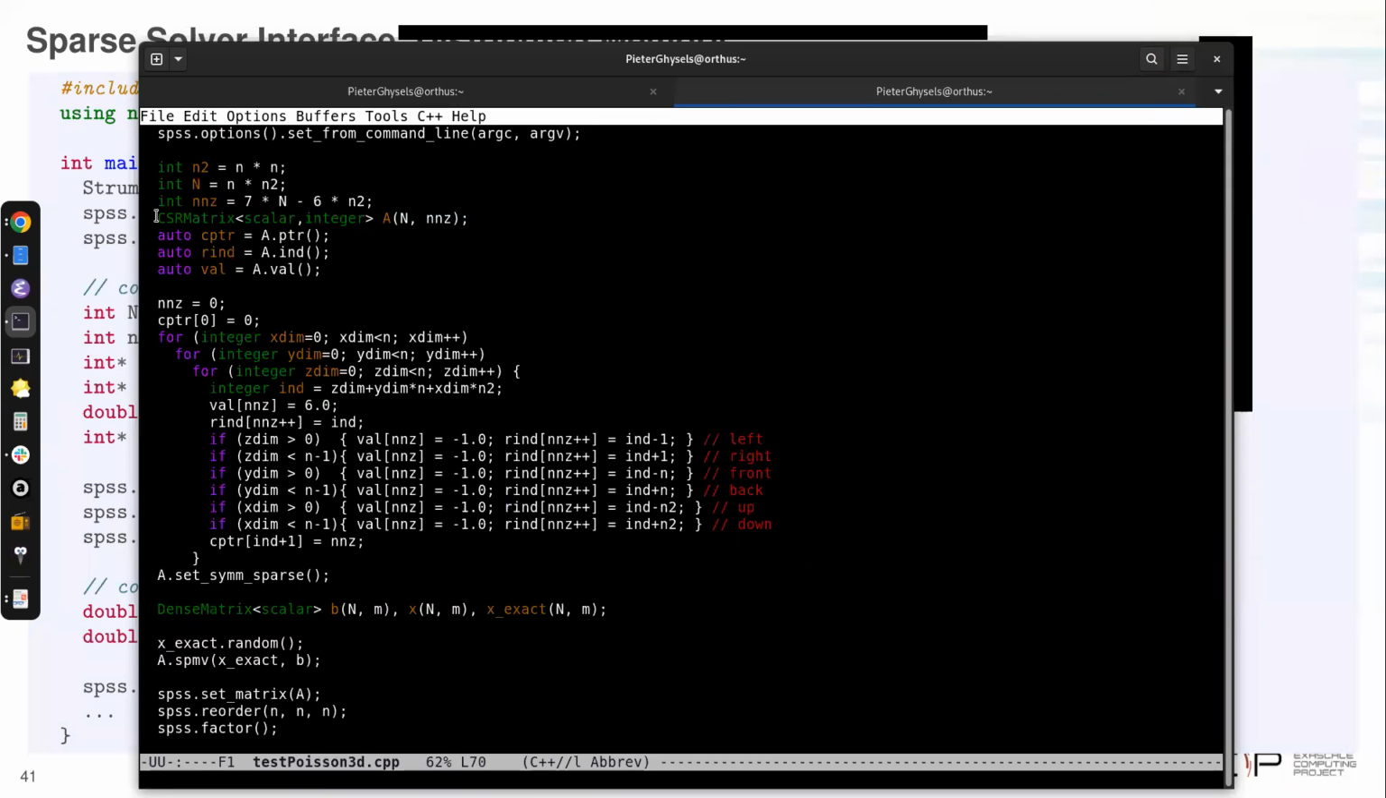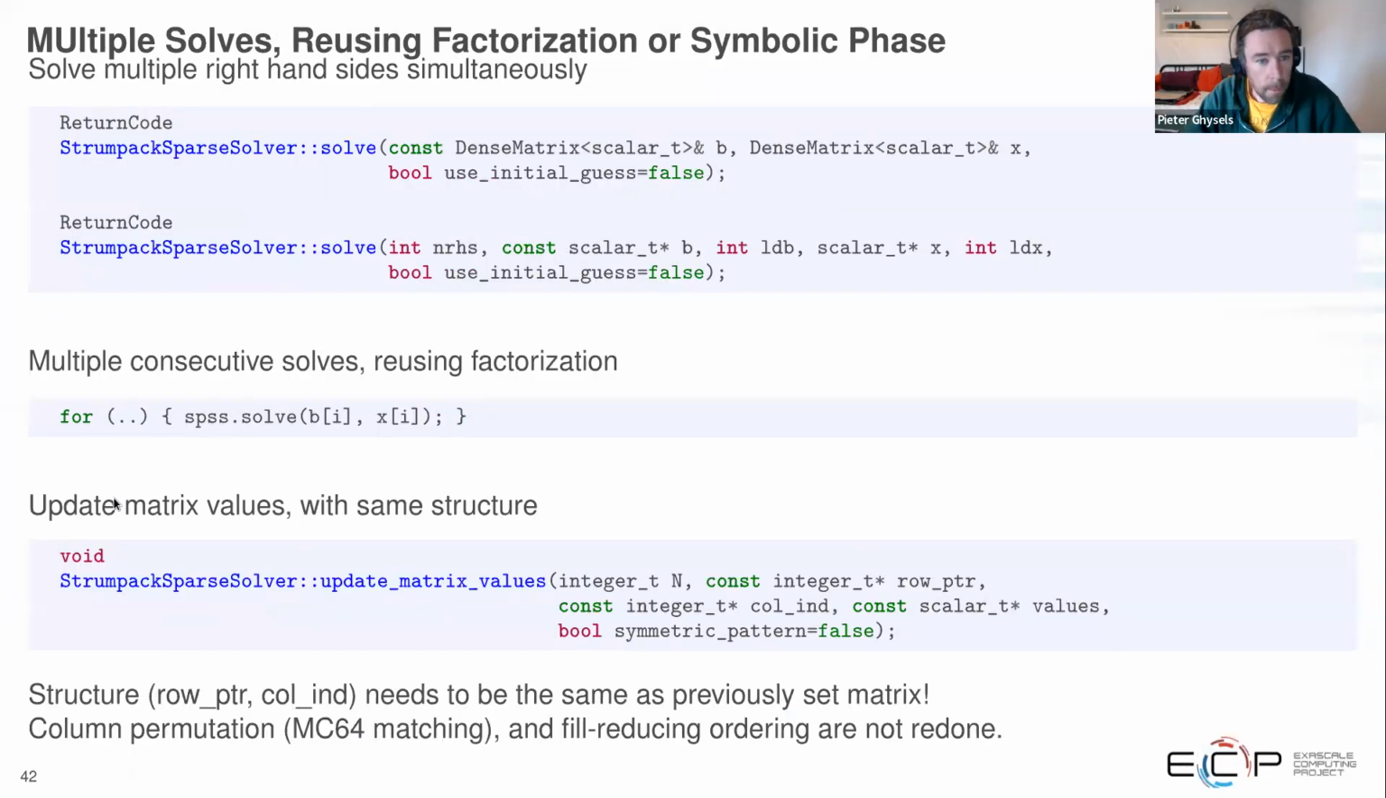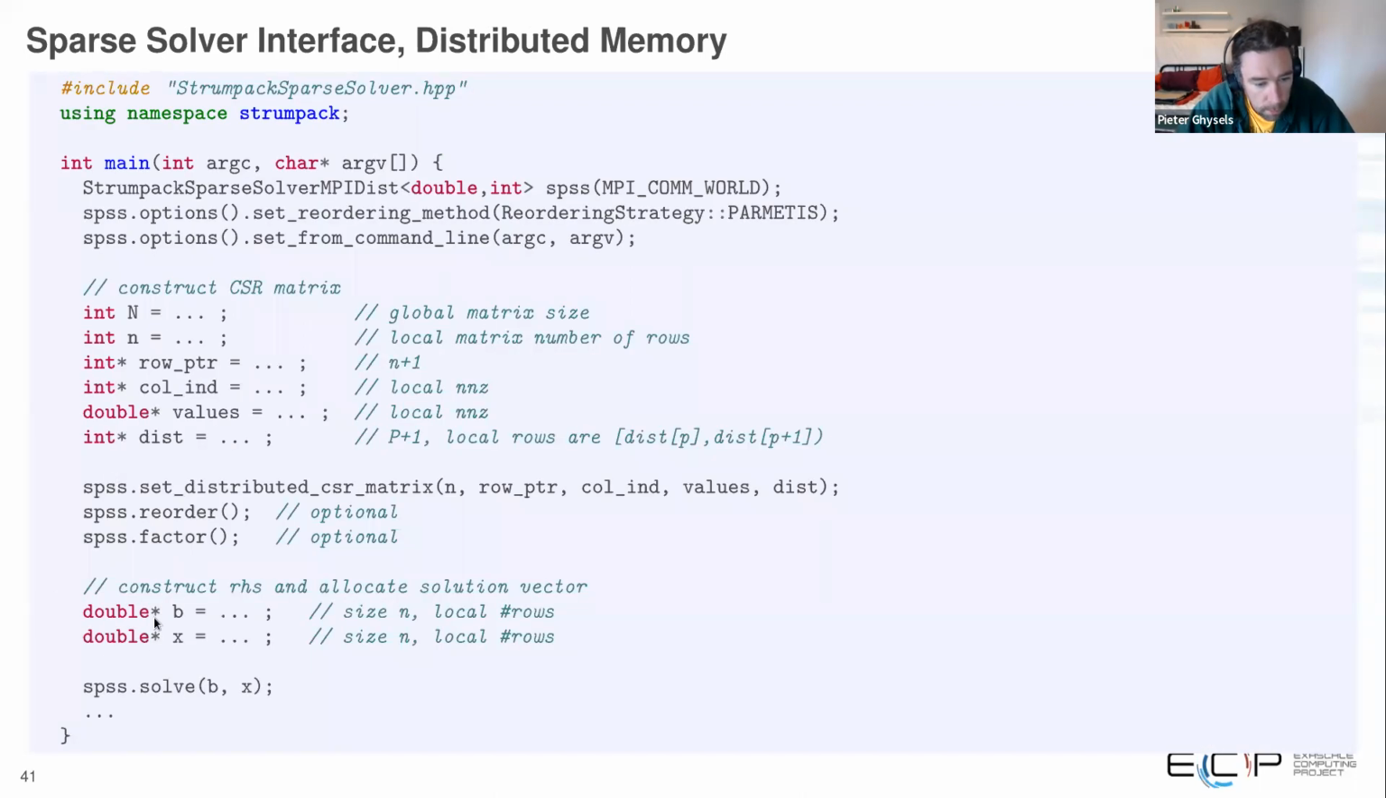So as I said, there's a CSR matrix class, which is then used to set the matrix. But you can also directly pass the column pointer, row indices and the values to set the CSR matrix. And then what I showed for the solve is you just pass a pointer to the right hand side and the solution. Sorry, the solution will be in X.